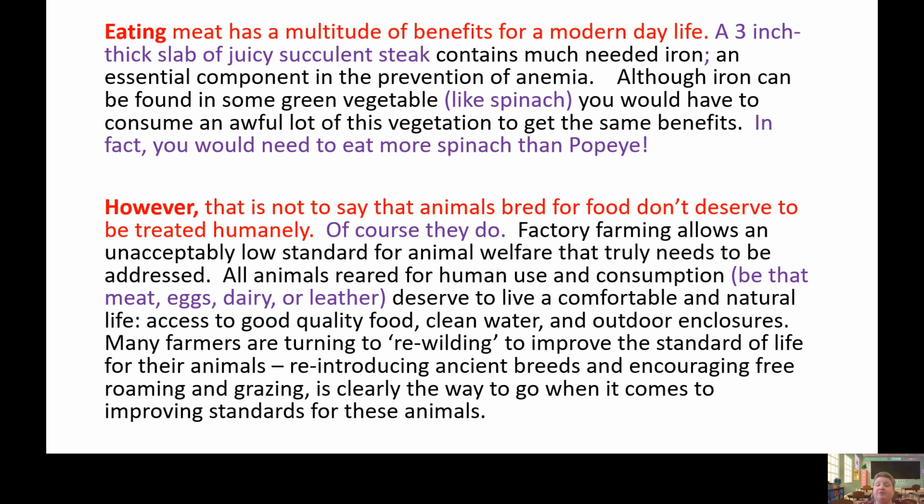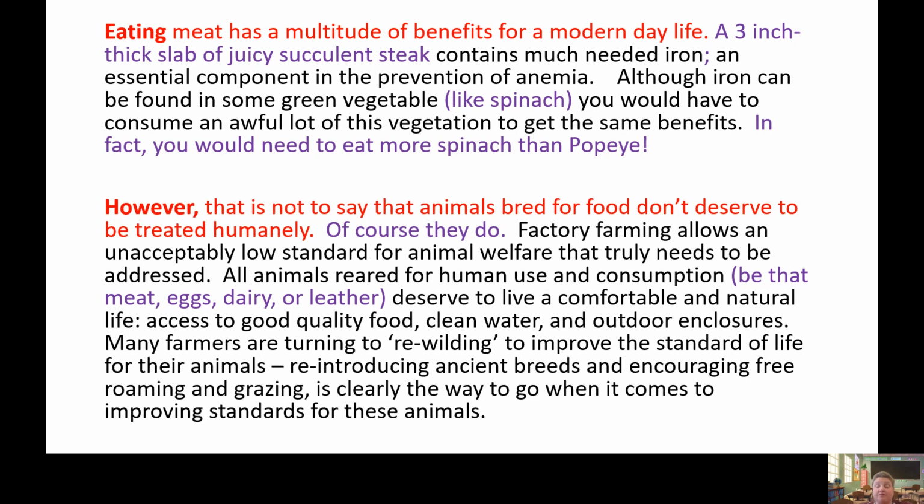Eating meat has a multitude of benefits for a modern life. A 3-inch thick slab of juicy, succulent steak contains much needed iron, an essential component in the prevention of anemia. Although iron can be found in some green vegetables, like spinach, you would have to consume an awful lot of this vegetation to get the same benefits. In fact, you would need to eat more spinach than Popeye.